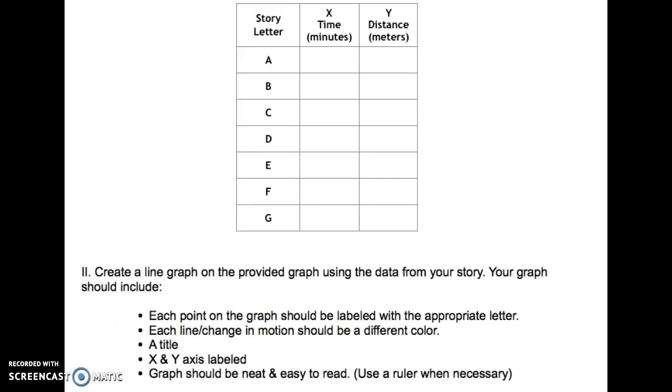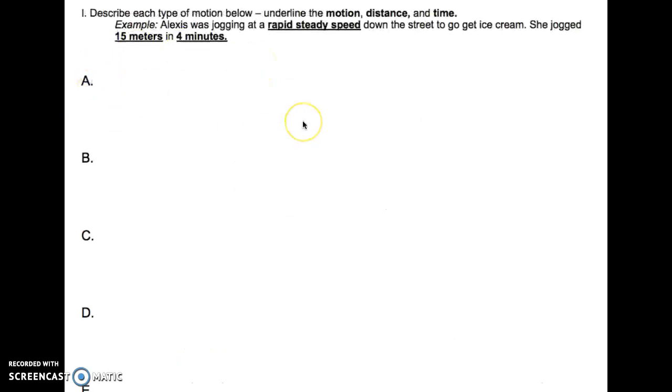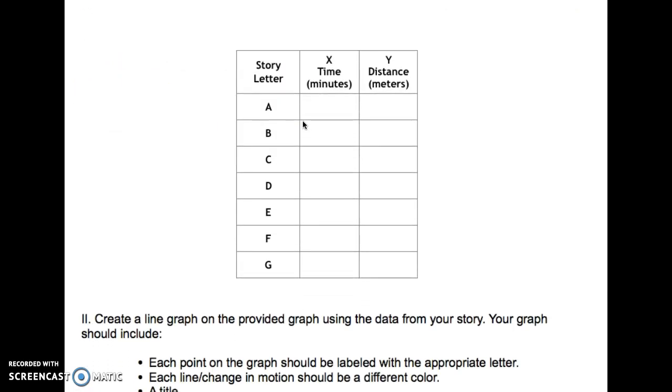Once your graph is complete, you're going to fill in the table like you see here. This is the table that's very similar to what we did for the passing periods. You're going to fill in the coordinates for the X and Y at each of your story points. One thing you might want to consider is A, which is the first part of your story up here. You might want to say where they're starting in the story. That means you might start at 0, 0.